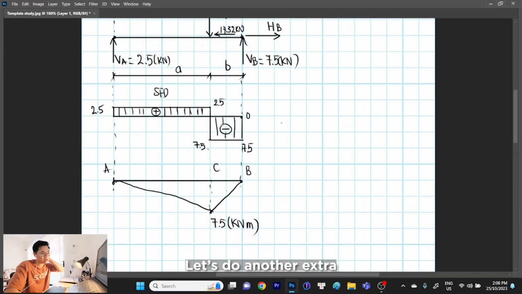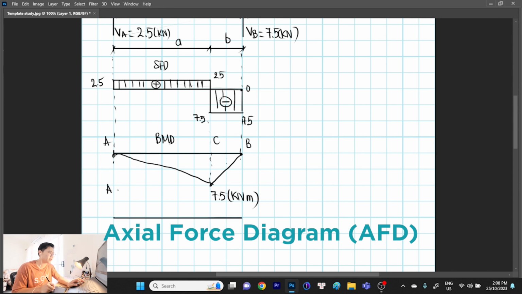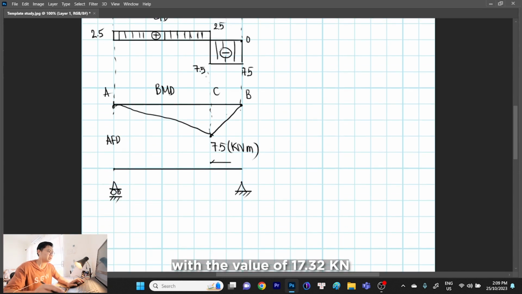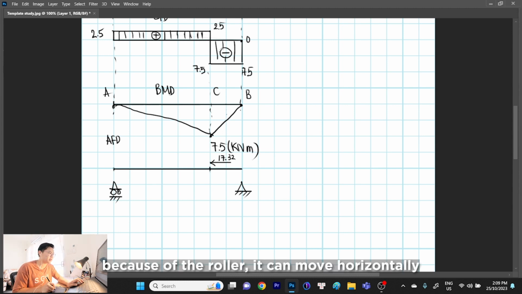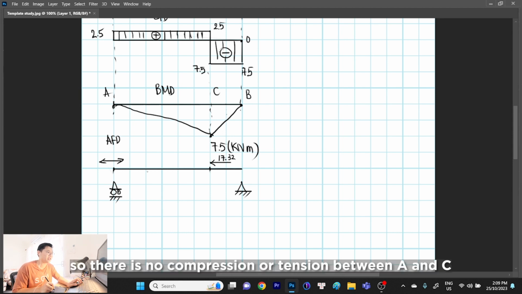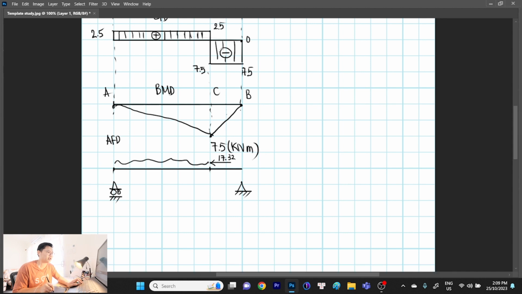Let's do an extra axial force diagram. We have the roller at A, we have hinge in here, hinge here, and you have the axial force with the value of 17.32, right? So look at that, because of the roller, it can move horizontally to the left or to the right. So there is no compression or tension in this part. Do you agree with that?